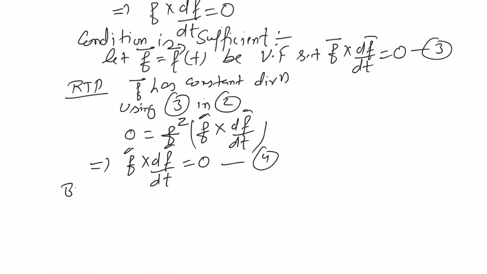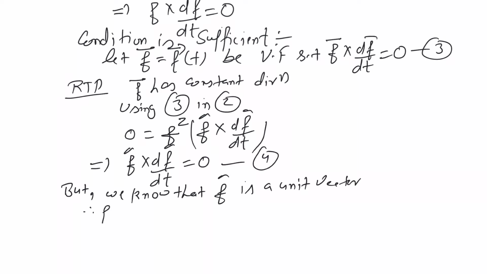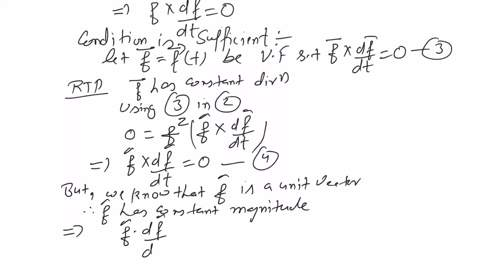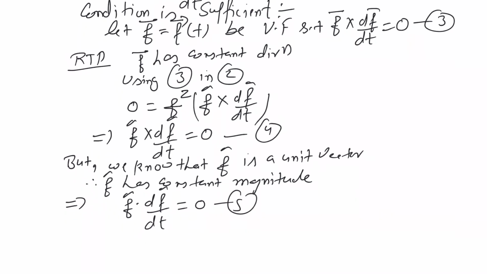But we know that f cap is a unit vector. Therefore f cap has constant magnitude. If it has constant magnitude, then by the last theorem we can write that f cap dot df cap by dt is equal to 0. This is 5. Now see what is happening here.